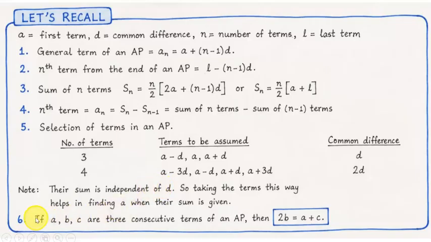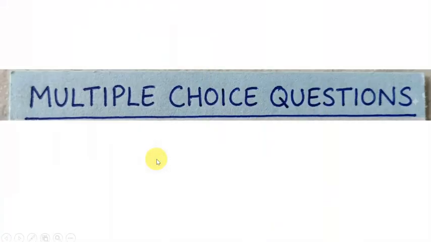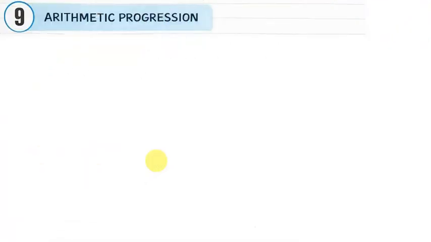Okay. Now next, the last formula. If a, b, c are 3 consecutive terms of an AP, then 2b = a + c. Okay. Now let us start the multiple choice questions.